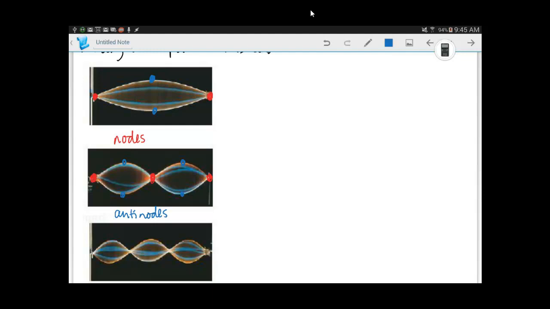Now, it turns out that these nodes or these antinodes occur with certain regularity, a certain distance apart. So nodes and antinodes occur at half wavelengths. So they're kind of half wavelengths apart. And so if you get this just right, you can get these kind of going, and then it looks like it's not moving, it's descending waves.